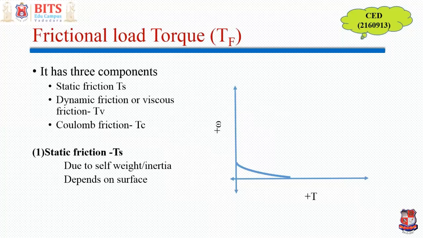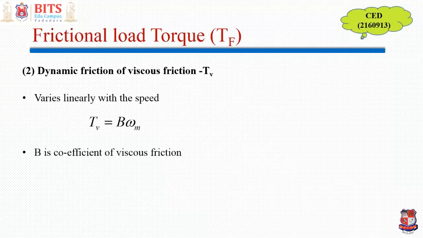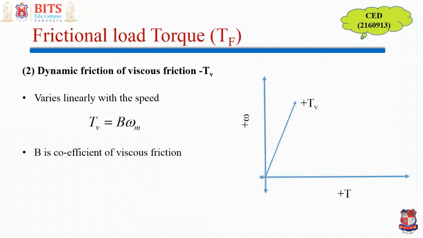Static friction is there at the starting only. When there's a high static friction present in some applications, we need to have a very high starting torque. It is there due to large contact surface and large weight or large inertia. Dynamic friction or viscous friction is varying linearly with the speed. You can see the torque because of the viscous friction is directly proportional to omega m, and the constant of proportionality is B, which is known as coefficient of viscous friction.